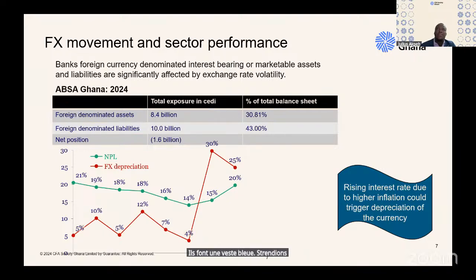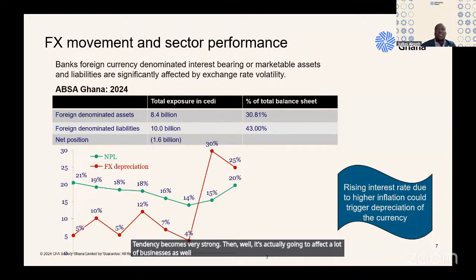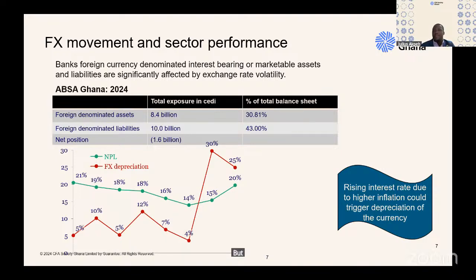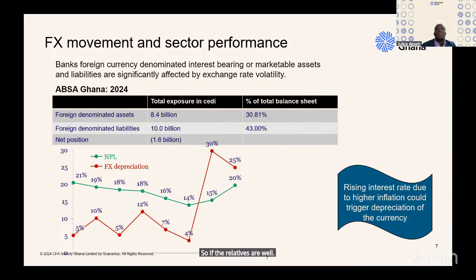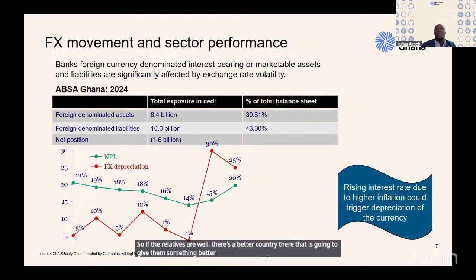As the currency becomes very strong, it's actually going to affect a lot of businesses as well that have to export things in that way. So you see the currency becoming extremely strong. But then they will start evaluating. The global investors are always looking for where they can get the highest yield. So if they realize that there's a better country that is going to give them something better, and also the expectations for the economy of Ghana are not that strong, and the economy is likely to slow down, what are they going to do? They are not going to wait for that to happen. Suddenly, they are going to leave.